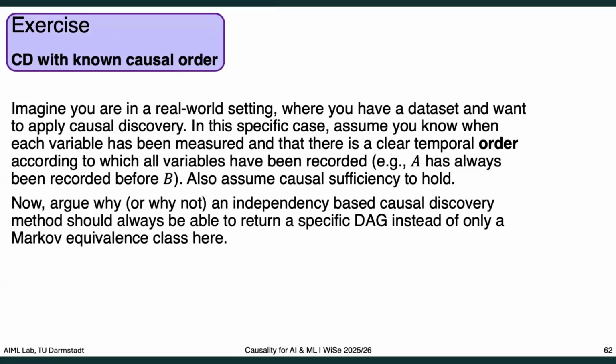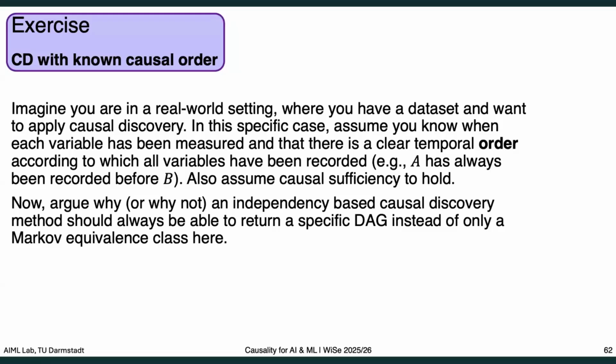Right. So we had the Mensa graph exercise earlier, and now I'll finish with another exercise for you to think about until next week. Imagine you're in a real-world setting, you have your data set, you want to apply causal discovery. Now in this exercise, you know how the variables have been measured. You know that they have all been measured at a specific point in time. So there is a clear temporal order, and for each variable you know that one variable was measured before the other.